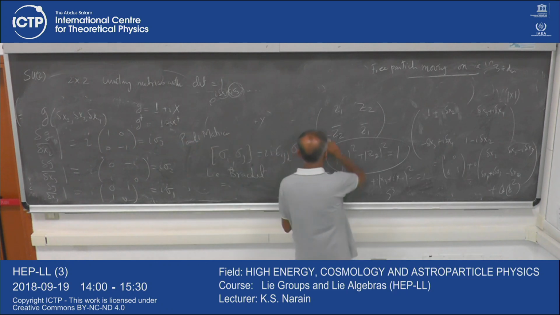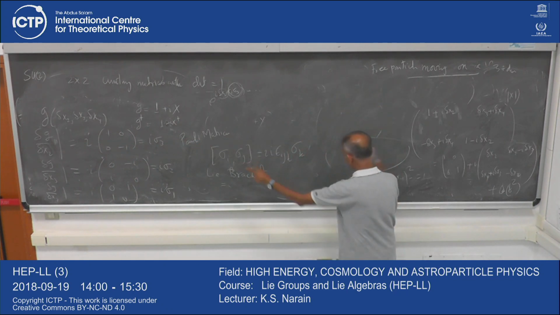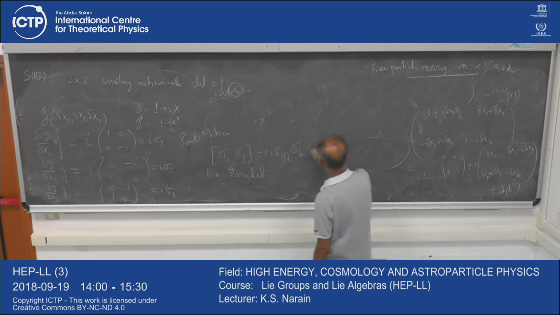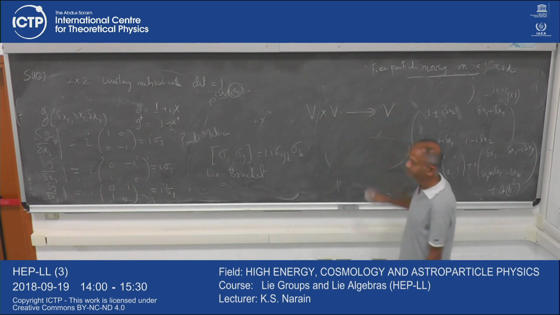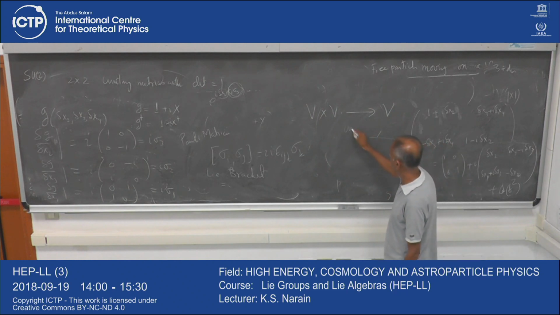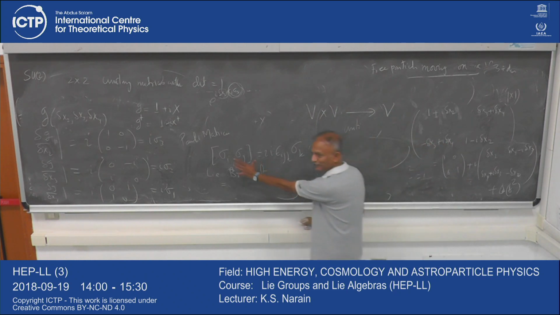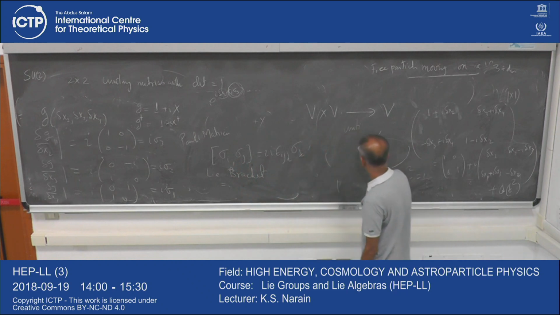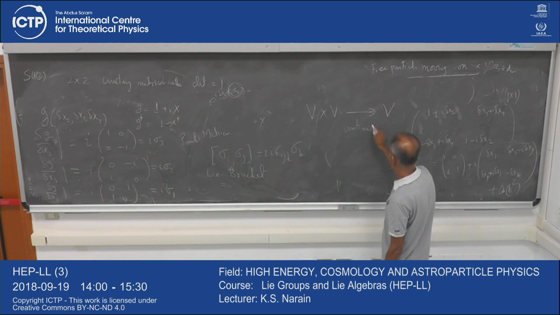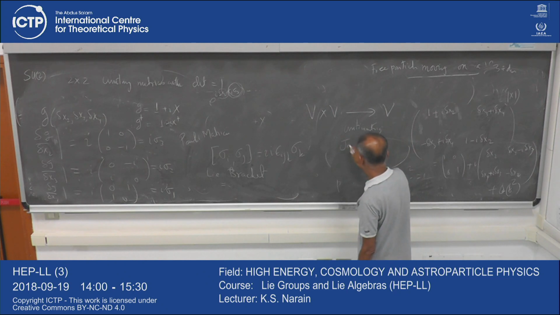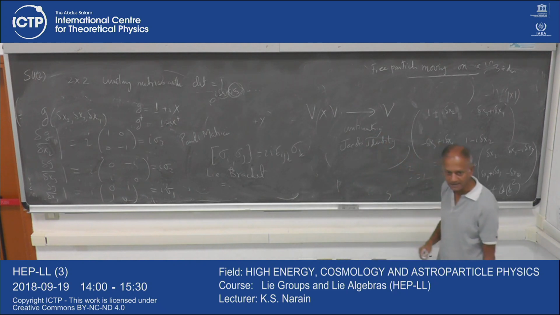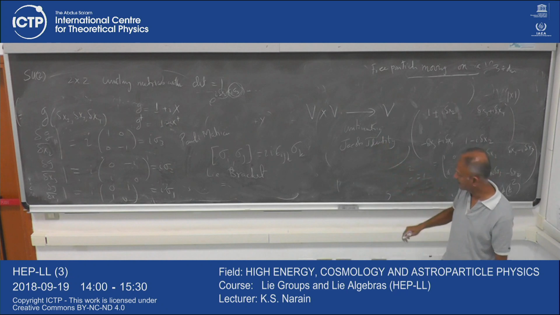Exactly, so it's a map. If V is the Lie algebra, the vector space here, then this is a map V cross V to V, which is antisymmetric, because this commutator is clearly antisymmetric. It also satisfies the Jacobi identity. So these are the two main points here.